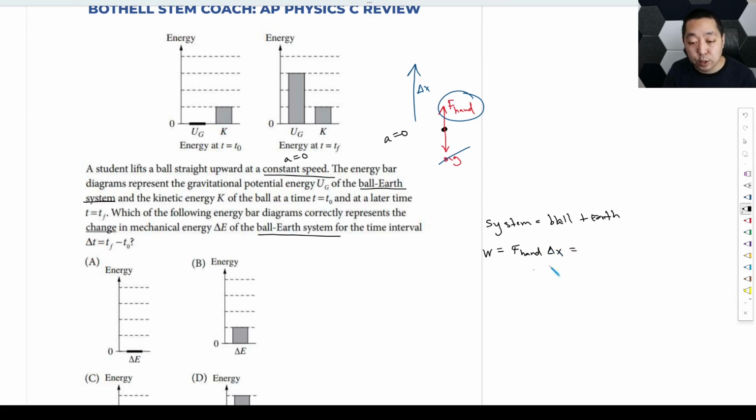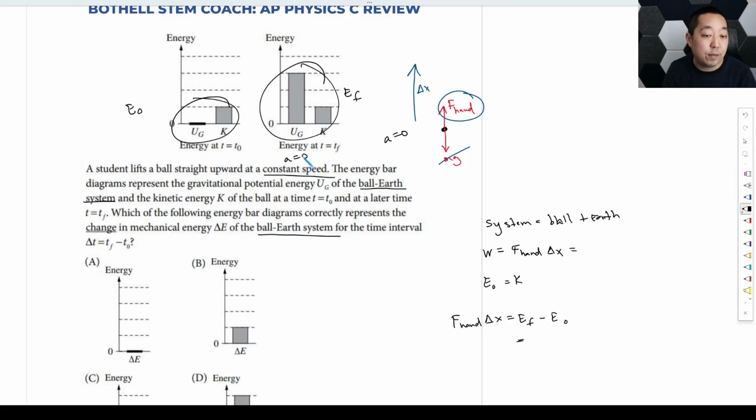And how much energy do we start with? Well, we just start with the K here. So this is our initial energy. This is our final energy. And so the work, the F hand times the displacement, is going to be how much energy we have minus how much we started with.